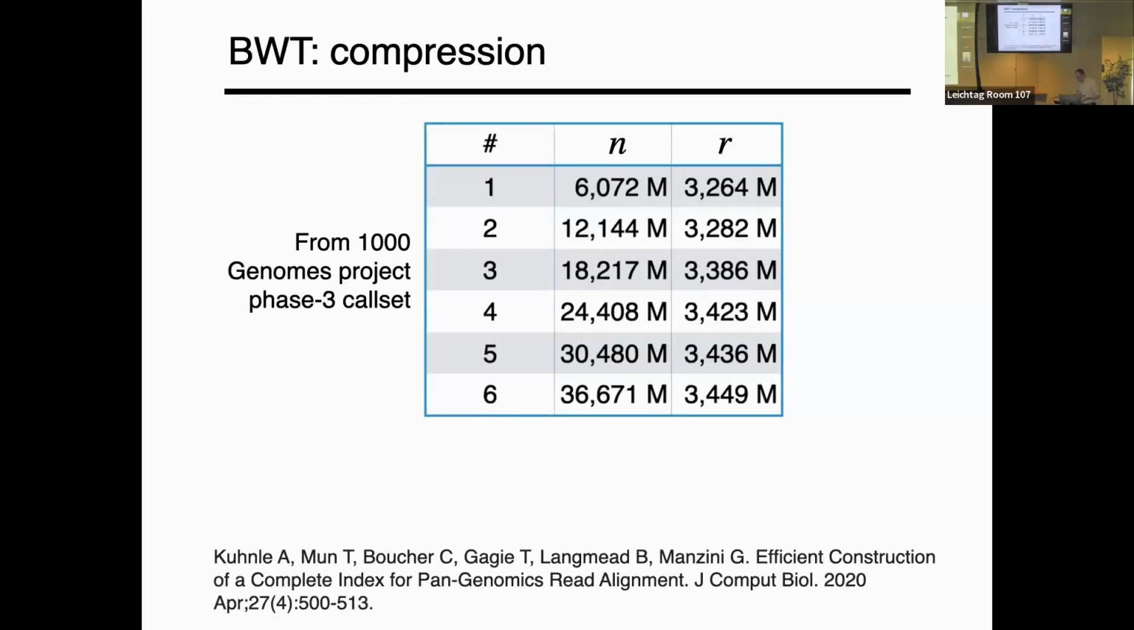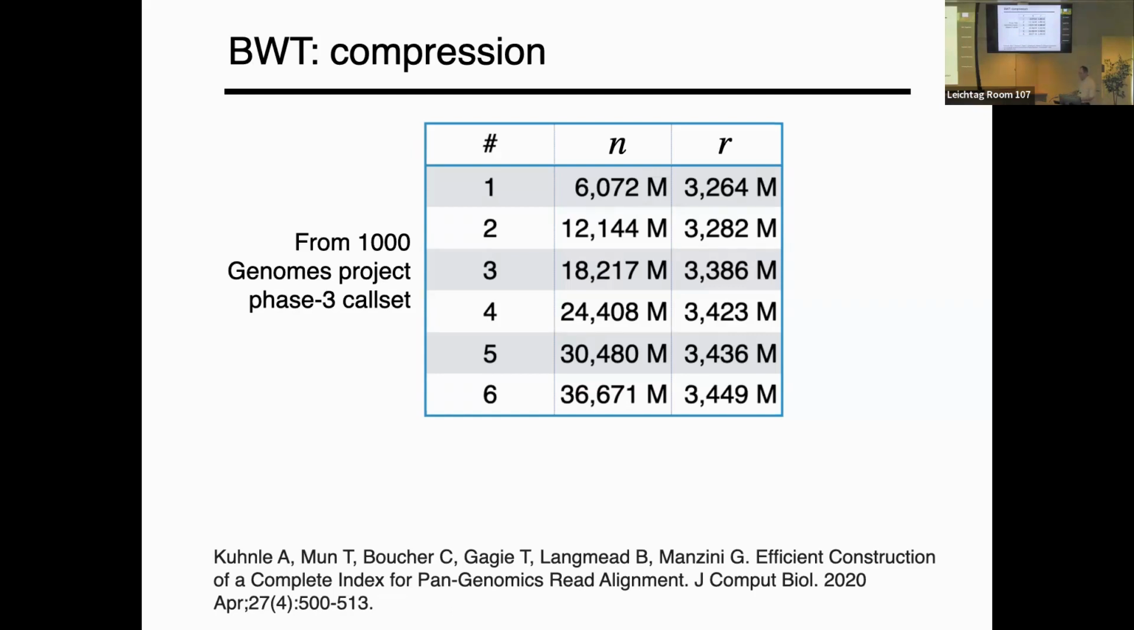Okay, so here's some data that's from a paper where we measured this. So we took increasing numbers of individuals from the 1,000 Genomes phase 2 call set. These are actually diploids that we're adding. So I have that column that's labeled number, but those are sort of pairs of haplotypes that we're adding in each row. And so n, the column labeled N, represents the total length of all the sequences that we're indexing. And then the column r is how many runs are in the Burrows-Wheeler transform after we compute it.